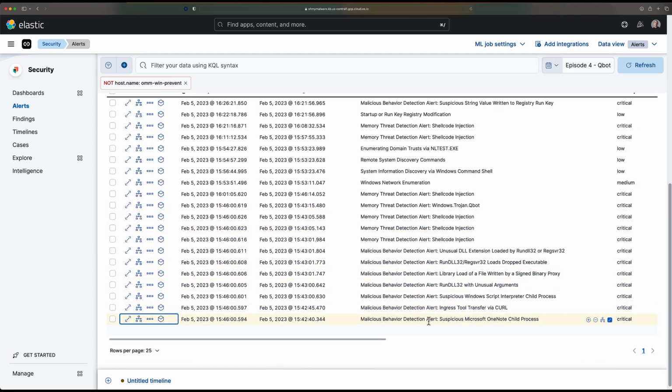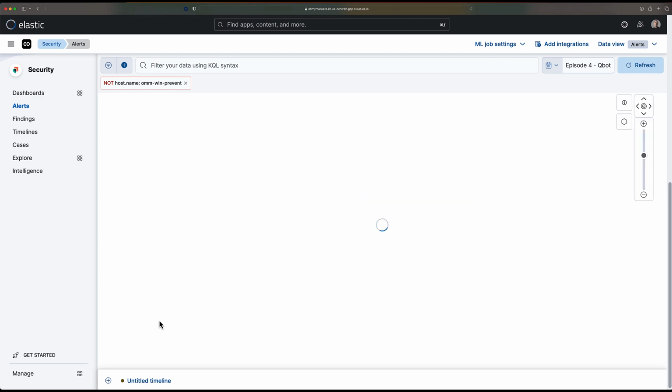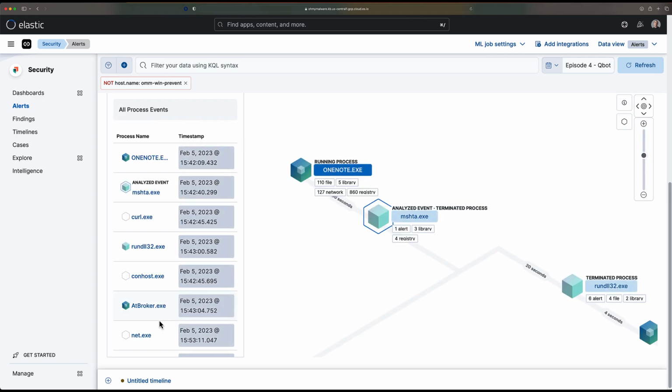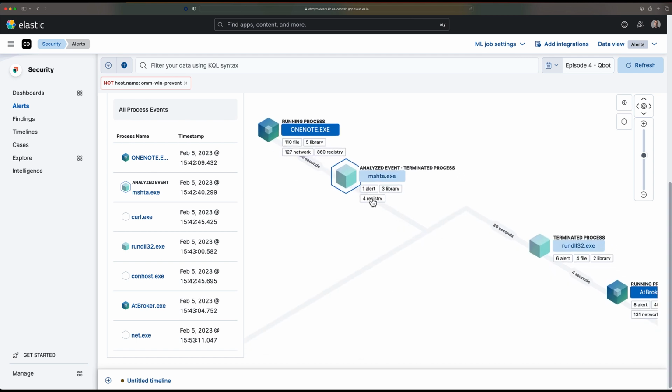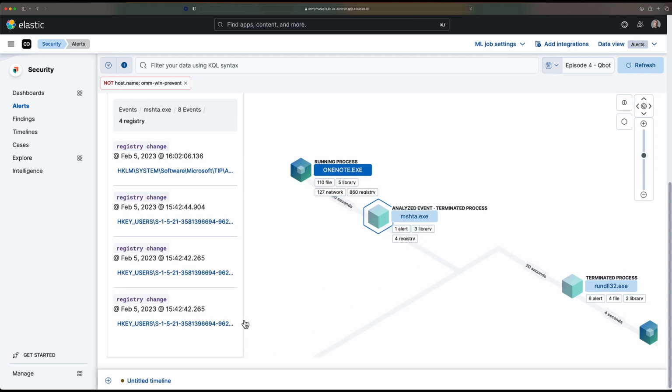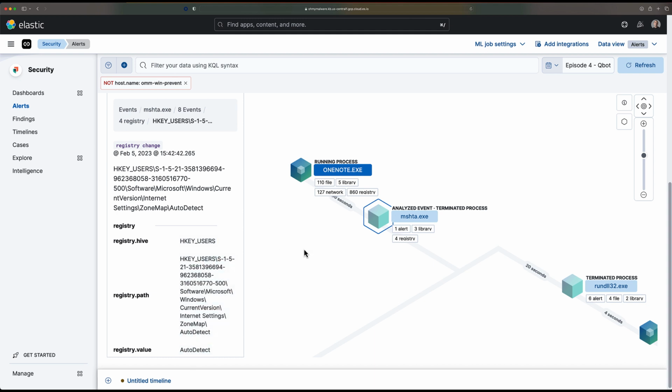Pretty clear what it did and why that was detected. Let's take a quick look at the event analyzer, just in case. Whoa, this is pretty extensive. So you can see what we expect: OneNote launching Mshta, a couple of registry changes, a couple of library calls, and they might or might not be related. Depends. We can take a look at all the detail if we wanted to, but what you typically expect to see from these kinds of calls.